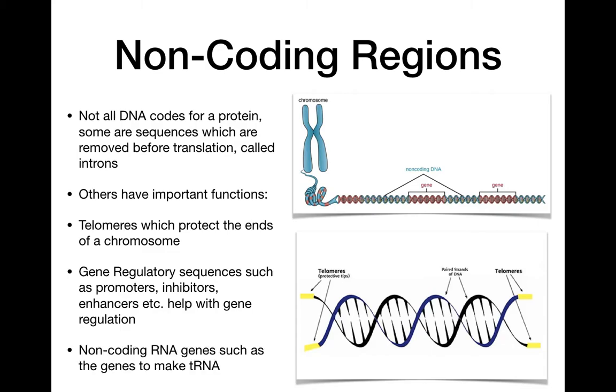And we also have non-coding RNA genes, like the genes we need to make a tRNA, which we need for translation, or genes to make ribosomes. All those different kinds of things are part of the DNA that are necessary to express those genes but are not actually coding for proteins themselves.